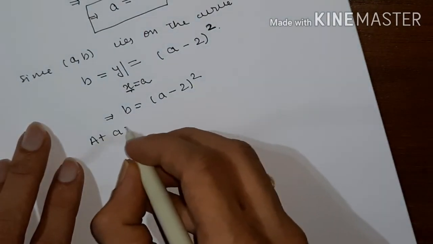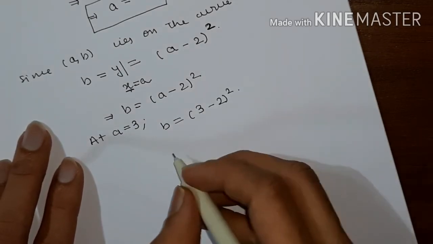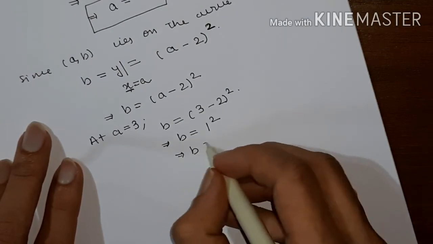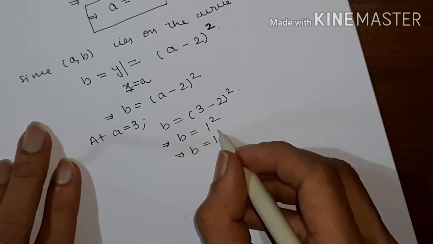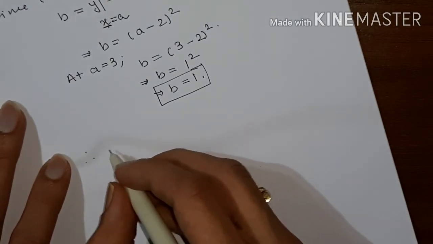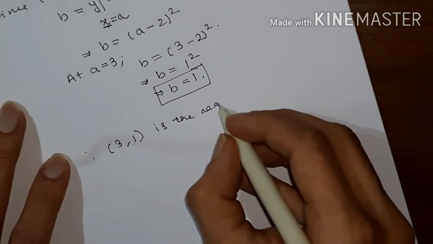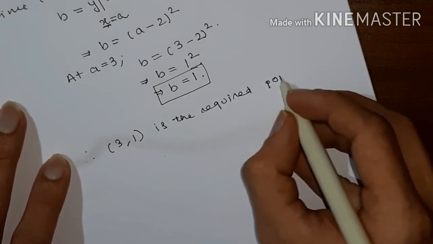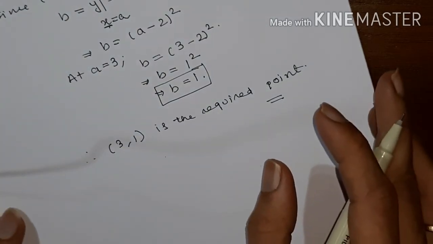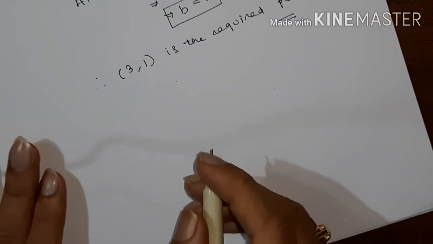So at a equal to 3, b is equal to 3 minus 2 the whole square. So b is equal to 1 square, that means b is equal to 1. So you get a equal to 3 and b equal to 1. Therefore 3 comma 1 is the required point. So this was the 8th problem. Now let us go to the 9th one.